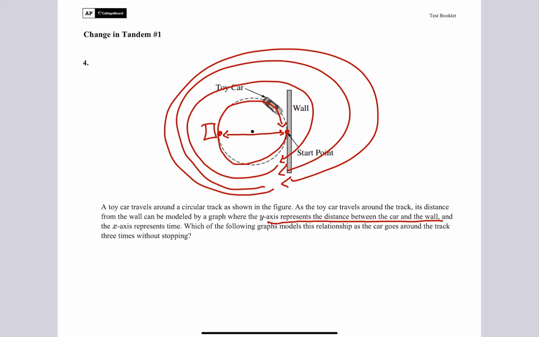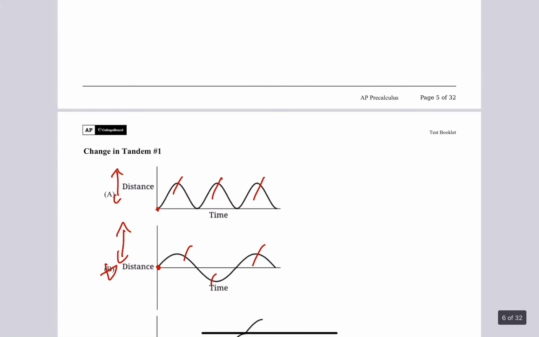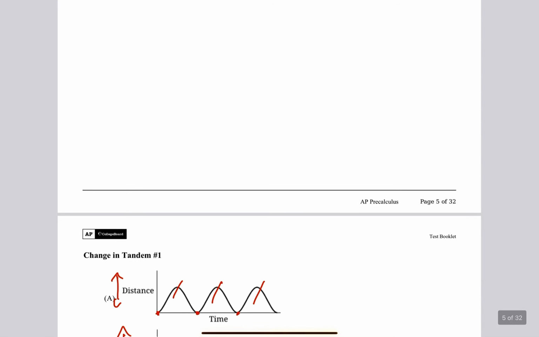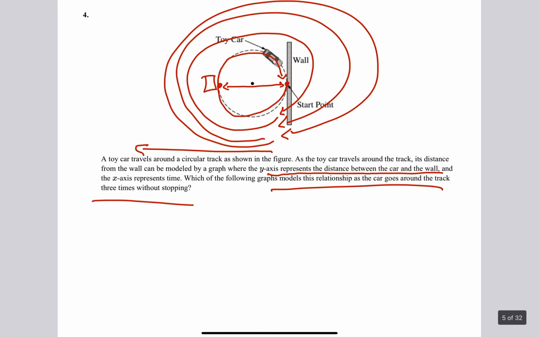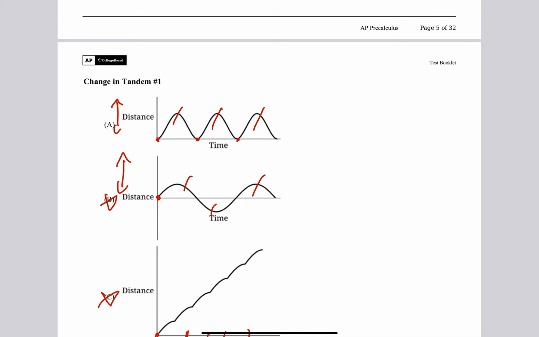Now, what else do I have? The question is, which of the following graphs models this relationship as the car goes around the track 3 times without stopping? Well, it's always coming back to its starting point, which is this point. And it starts here, it does 1 lap, the second, and the third, right? So we can cancel out C as well, because it never comes back to the distance. It's as if the car is just going away from the wall. That's what C is mentioning. That's definitely not the case. What about A? Now we're left with A and D, right?